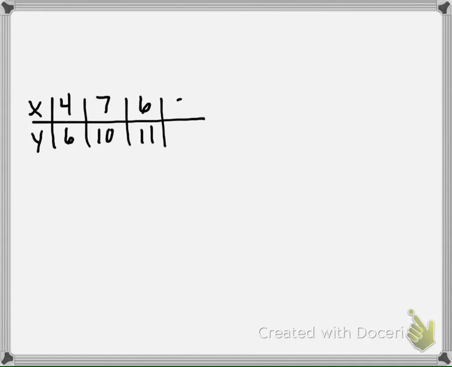Now, another way that you'll see a relation given to you is in a table. A table is very similar to a mapping, except it always just maps straight across. The arrows can't ever cross or anything like that. So the x is 4 is the same as y is 6, and the 7 and 10 go together, and the 6 and the 11 go together, and the 8 and the 3 go together. Okay, and as you see, each x only has one y. So this is a function.